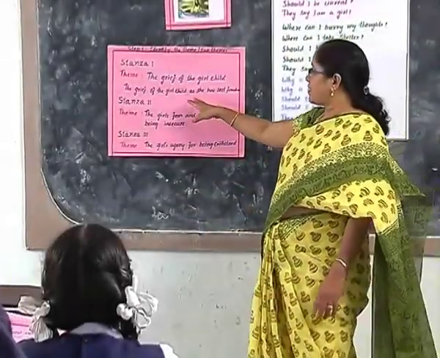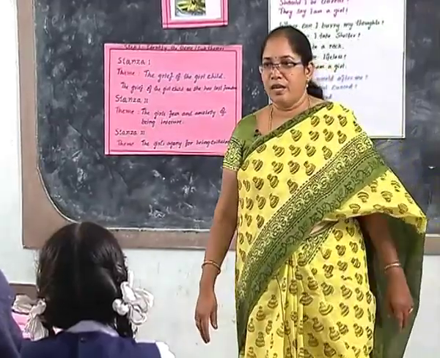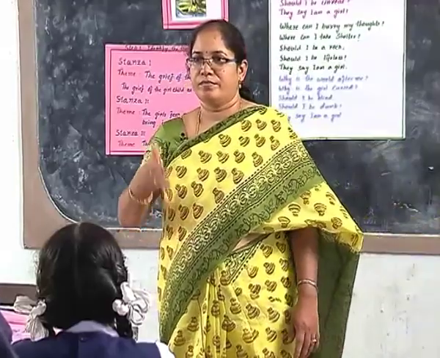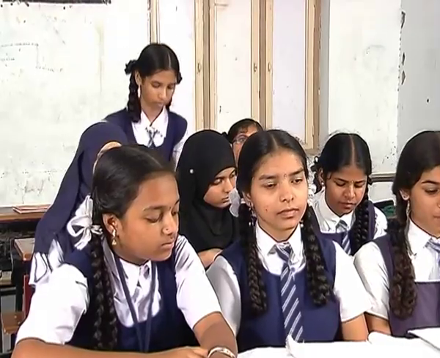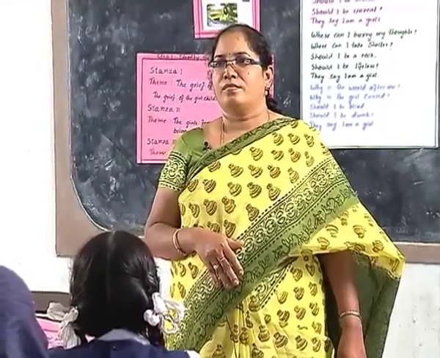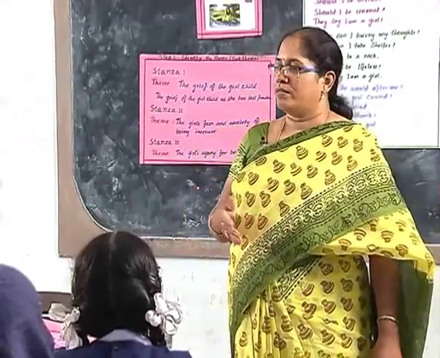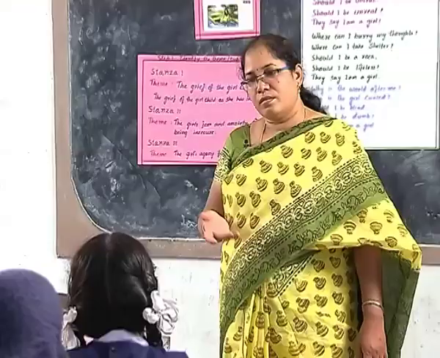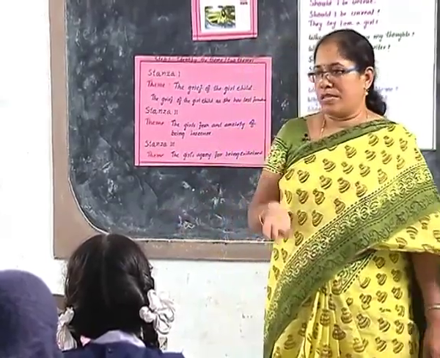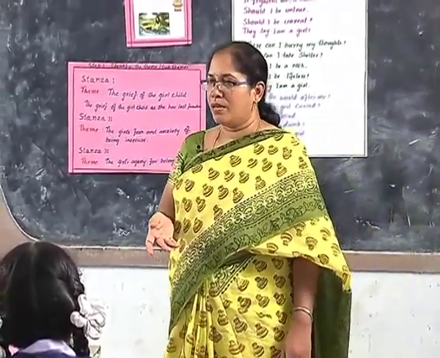The theme of the first stanza is the grief of the girl child as she has lost freedom. Can you suggest any incidents from real life? Yes? The mother scolds the girl as she comes home late, but she does not scold the boy who does the same thing. When girls come late, mother scolds the child, and when the same thing is done by the boy, they don't scold. Okay.